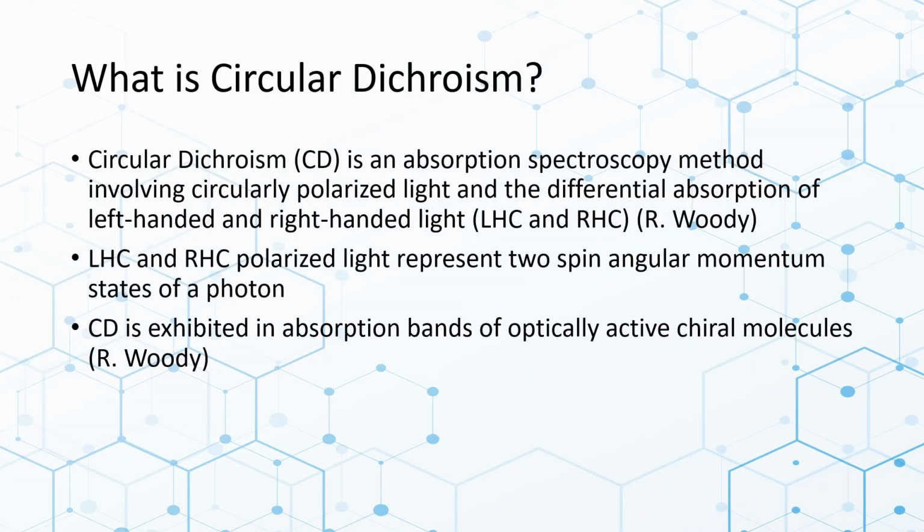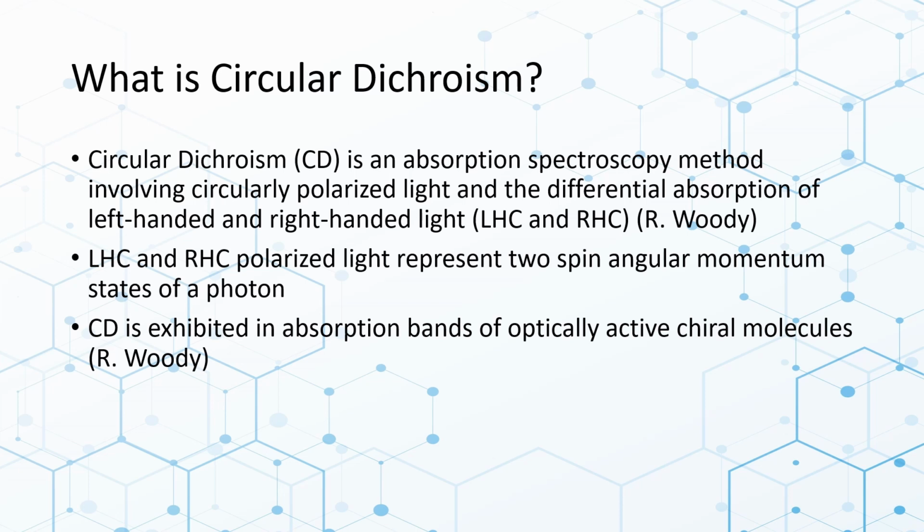Circular dichroism, or CD, is an absorption spectroscopy method involving circularly polarized light and the differential absorption of left-handed and right-handed light. CD investigates structural aspects of optically active chiral media, and is mostly used to study biological molecules, their structures and their interactions with other molecules.